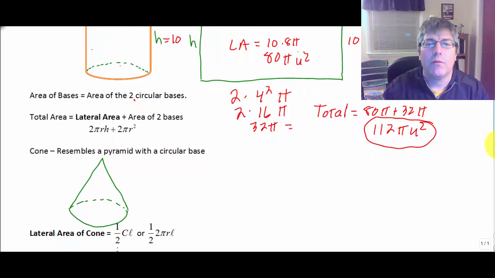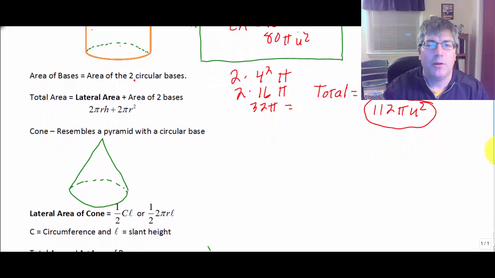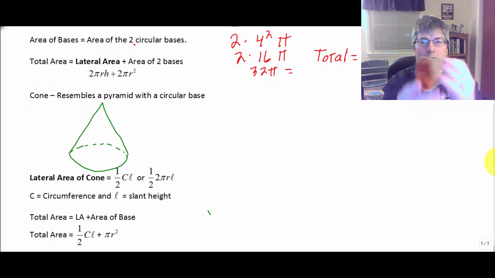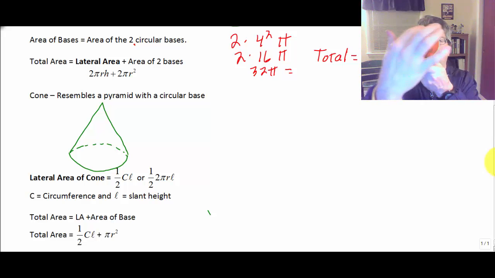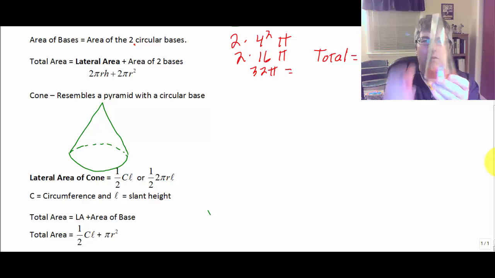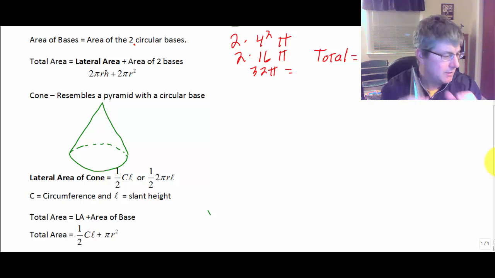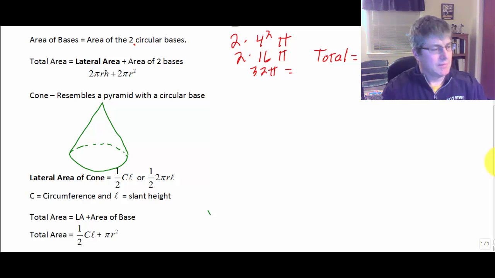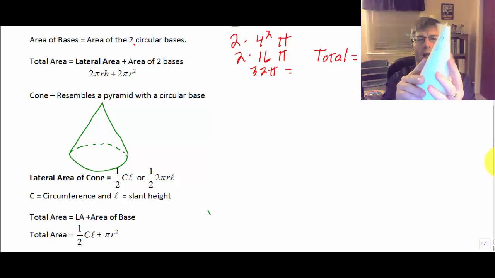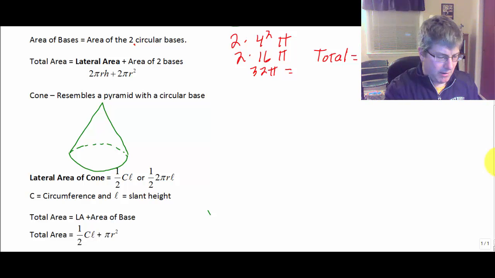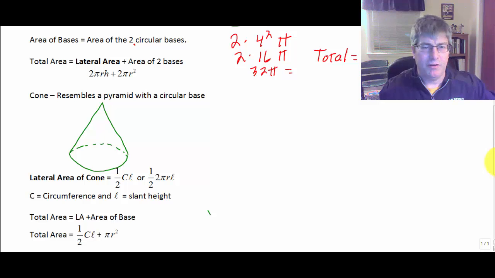Now, a cone resembles a pyramid, but it's a pyramid with a circular base. So here's your cone. I've got a base that is a circle, looks just like a pyramid, but a circular base. Well, the lateral area of a cone, that's going to be a little tougher. You can't just wrap something around there. That's not going to work out so hot. So we'd have to do a little calculus to figure that out.